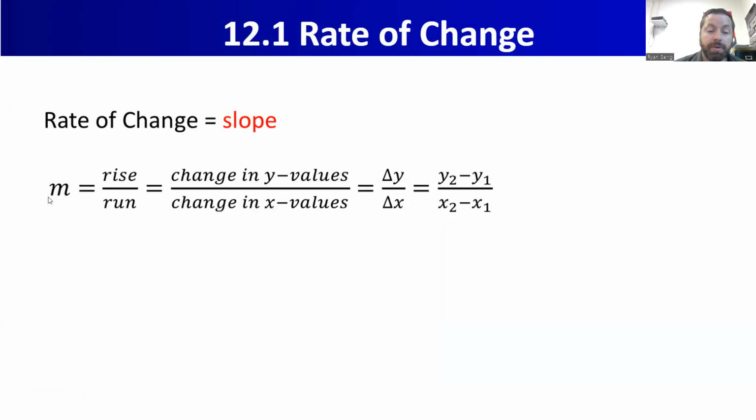We used M to represent slope, and we knew that it was rise over run. And we looked at the change in Y values over the change in X values. And we got this formula, Y2 minus Y1 over X2 minus X1.